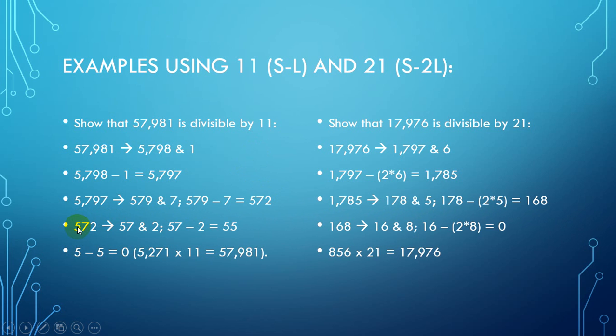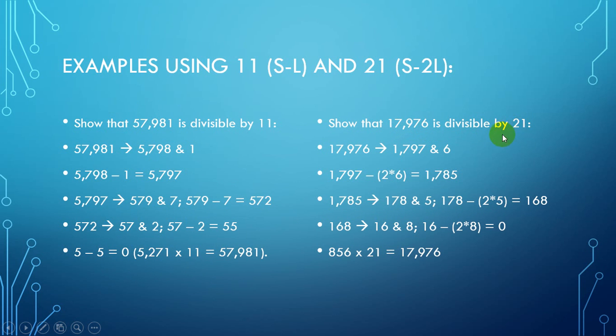And that gives you 572. And you do it again. Break 572 into 57 and 2. And of course 57 minus 2 would give you 55, which is clearly a multiple of 11. So you've already proved it. And of course, just for good measure, 5 minus 5. Remember I said everything would end in 0 eventually. 5 minus 5 gives you 0. So 5,271 times 11 gives you this number here, 57,981. Again, this is A, and 11 is B, and then this is your other, 5,271.